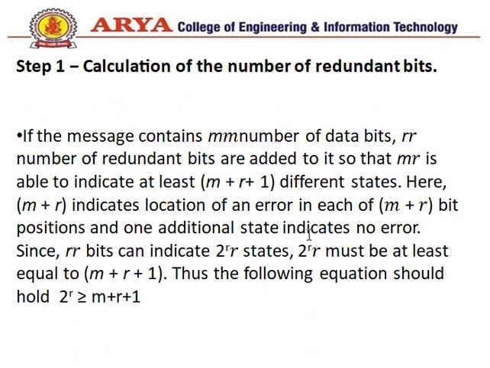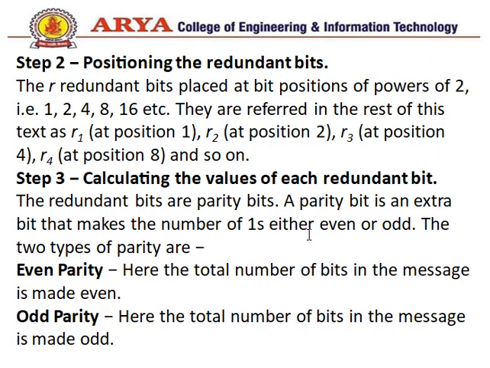Calculation of the number of redundant bits. If the message contains m data bits, r redundant bits are added to it so that r is able to indicate at least m plus r plus 1 different states. Here m plus r indicate the location of an error in each of the m plus r bit positions, and one additional state indicates no error. Since r bits can represent 2 power r states, 2 power r must be at least equal to m plus r plus 1. Thus the following equation should hold: 2 power r should be greater than or equal to m plus r plus 1.